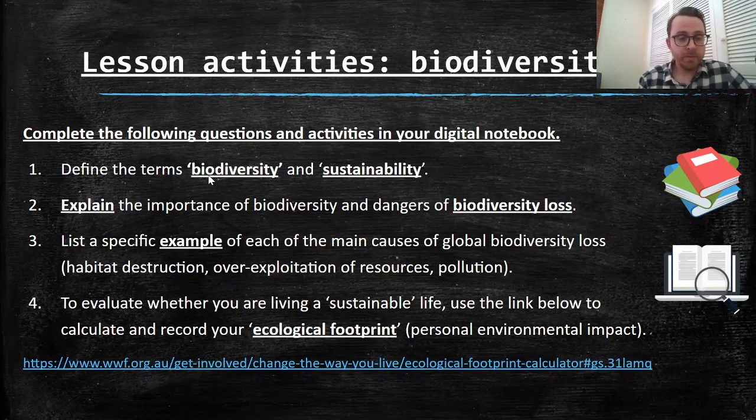Question 3, I want you to list a specific example of each of the main causes of global biodiversity loss. So we've got the 3 causes we looked at in the slides were habitat destruction, over-exploitation of resources, and pollution. So basically connecting the dots between these 3 things and biodiversity loss. So how does pollution impact biodiversity loss?